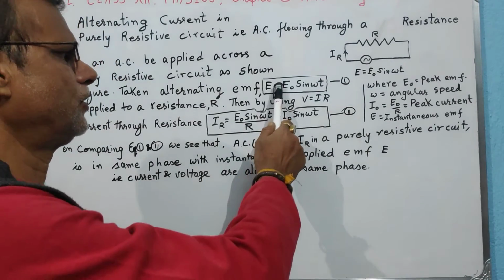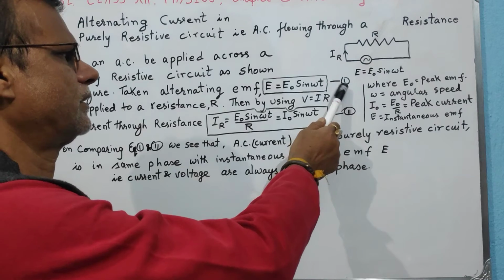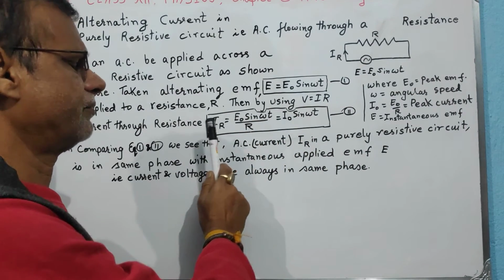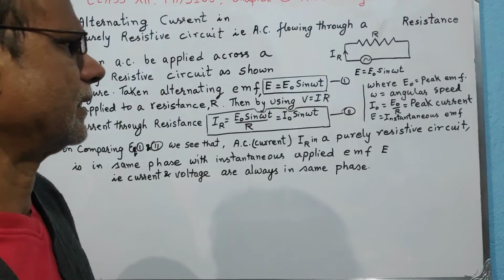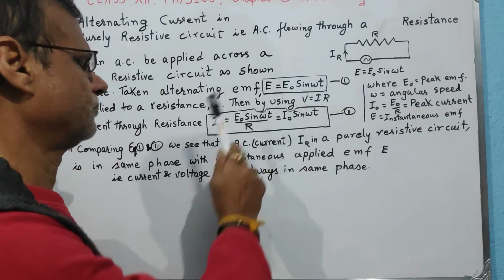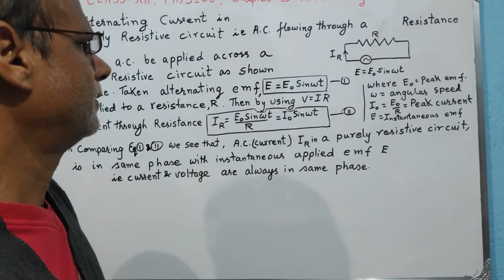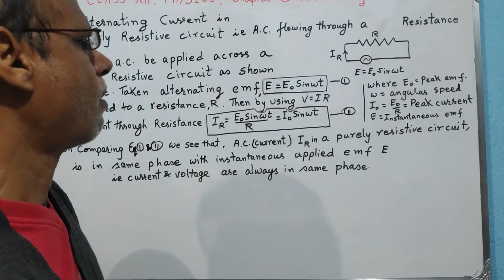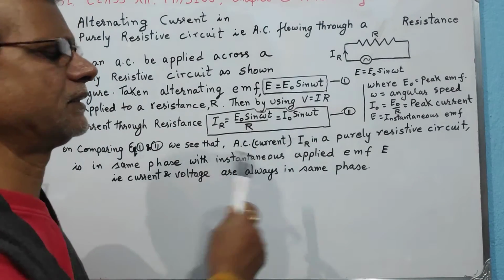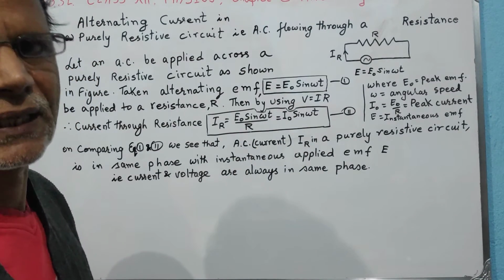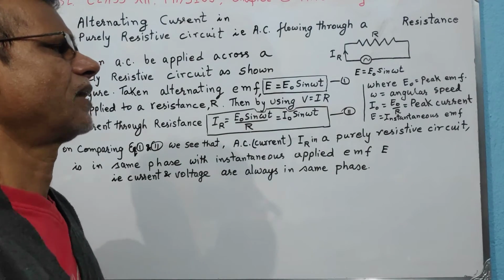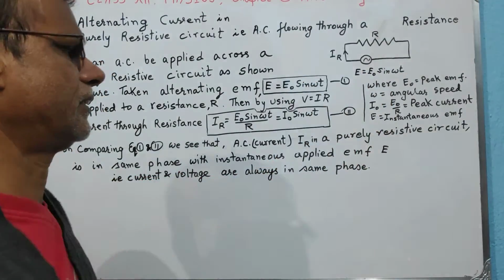On comparing these two equations, the expression for the applied instantaneous EMF and the expression for the instantaneous current in the circuit, we see that both have the same phase omega t, and therefore we clearly see that both have the same phase. Current as well as applied EMF both have the same phase if this circuit is purely resistive.